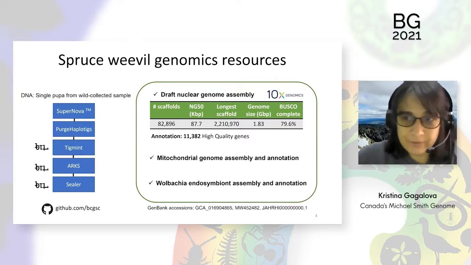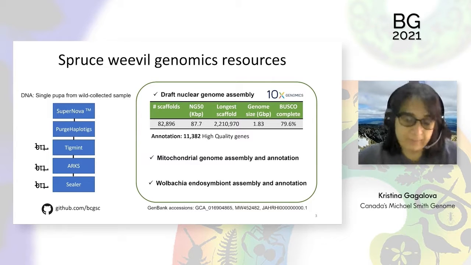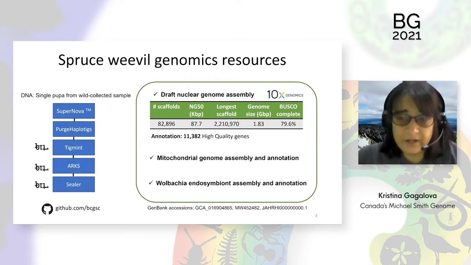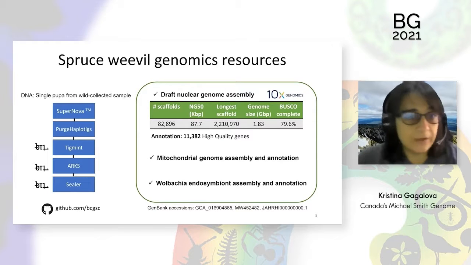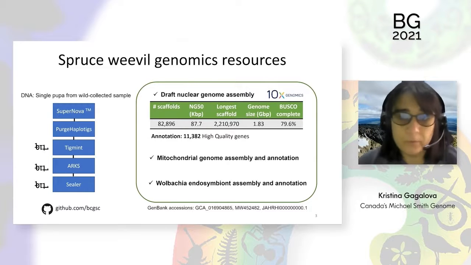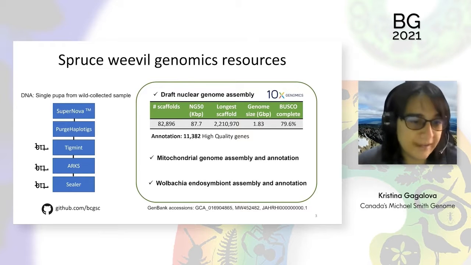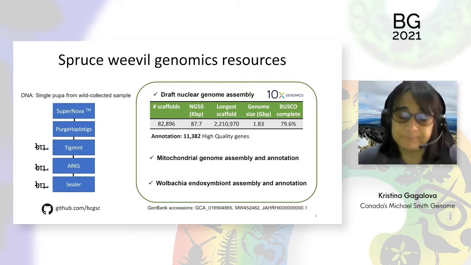Today, I'm going to talk about the genome assembly work that we did for this species. We sequenced a single pupa from a wild collected sample here in Canada. The reads were generated with 10x Chromium linked reads, and I used the standard pipeline for the assembly. I used Supernova, which is provided by 10x Genomics, and then carried on with the pipeline that has Purge Haplotigs, and especially 3 software developed at my lab: Tigmint, ARCS, and Sealer. I encourage you to take a look at the GitHub repo for more information.